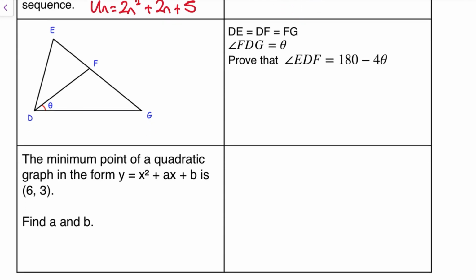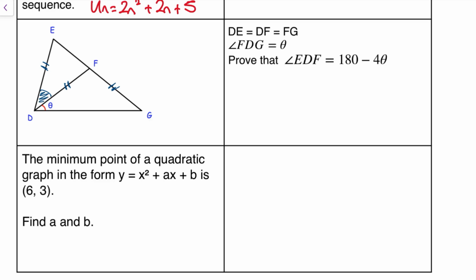So if you've heard me do these before, I won't write all the words out precisely, but I'll make sure I say the words out loud or write some of the words you definitely need to write. Let's see what I've got. So DE equals DF, which is equal to FG. Right, so I have two isosceles triangles. And then I need to prove that EDF is equal to 180. So EDF is this angle here.